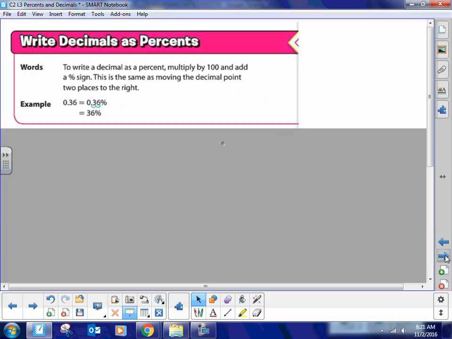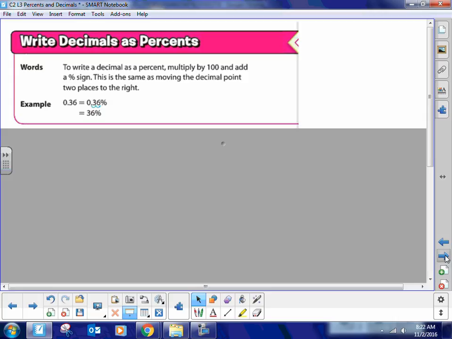Now we're going to write decimals as percents. You can't imagine what that's going to do, right? To write a decimal as a percent, multiply by 100 and add a percent sign. This is the same as moving the decimal point 2 places to the right. That's all I'm going to do. I'm not going to worry about multiplying by 100. We're just going to move that decimal point 2 places to the right and then add a percent sign.